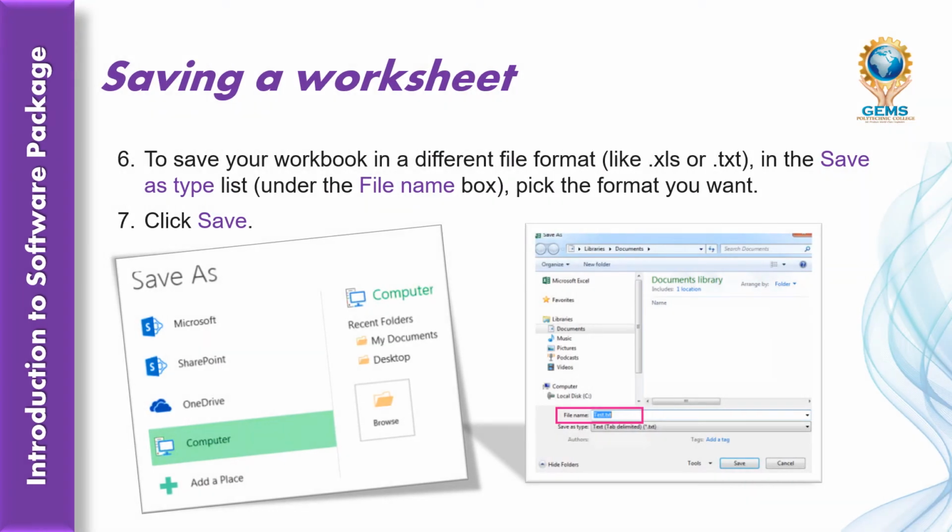So you can save your workbook in different file formats like XLS or text in the Save as type list under the file name box. You can see here, this is the file name box. You can save your desired file name and a different file format. So pick the format from the drop down box, and finally you can save it. Okay, so you can Save As and select the location by clicking the Computer option.